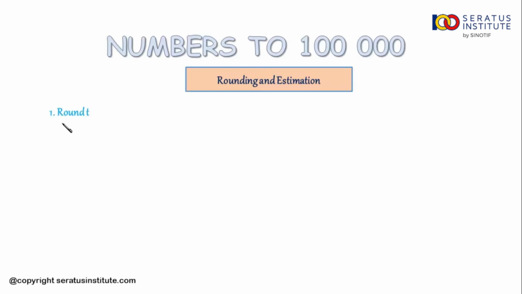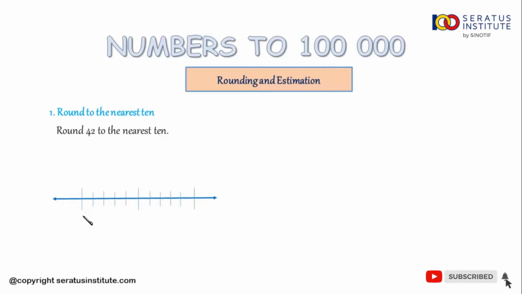The first point is round to the nearest 10. Now we go straight to the example, Sobat 100. Round 42 to the nearest 10. We can draw the number line. This is 40, 45, 50, and 42 is here. Because this is 40, this is 41, so 42 is here.